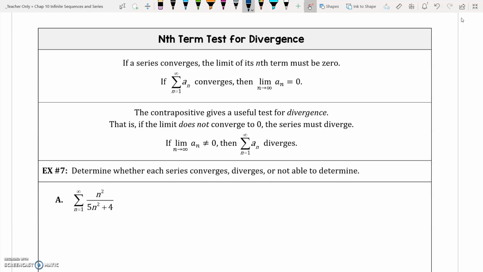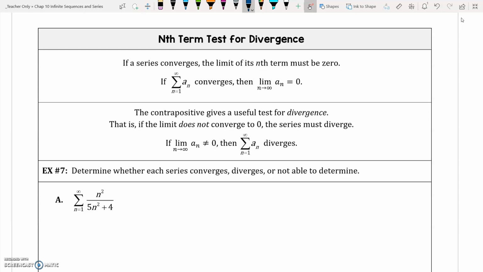So what we know is that if a series converges, the limit of its nth term must be 0. In other words, if the summation of a sub n from n equals 1 to infinity converges, then the limit as n approaches infinity of a sub n equals 0. That just goes without saying. If you know that the series converges, that means that there has to be a sum. So that means if you look at each term of the sequence, they have to be getting smaller and smaller. So eventually you're adding 0 or nothing to that. So you do have a definite sum, a real sum.